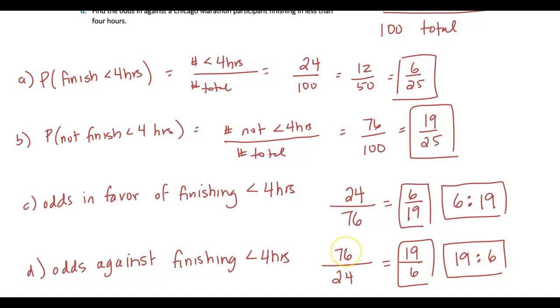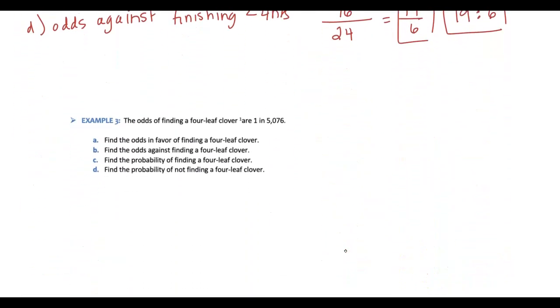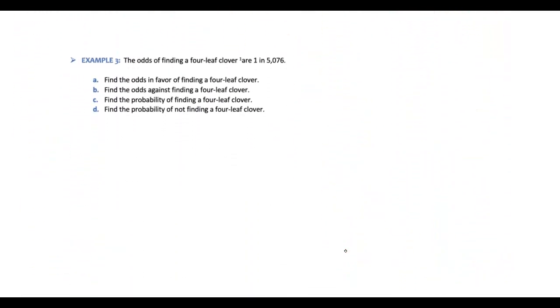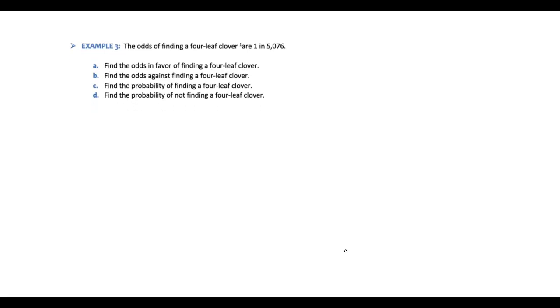Let's take a look at example 3. The odds of finding a 4-leaf clover are 1 in 5,076. We're going to find the odds and the probability. Notice that in this question, different than in examples 1 and 2, we were given the odds, where in examples 1 and 2, we were given a probability. If we were given the odds of finding a 4-leaf clover, the 1 represents yes finding the 4-leaf clover, and the 5,076 represents not finding the 4-leaf clover.